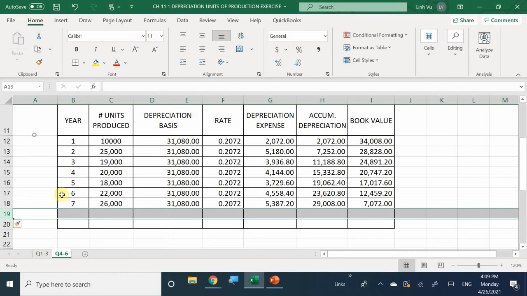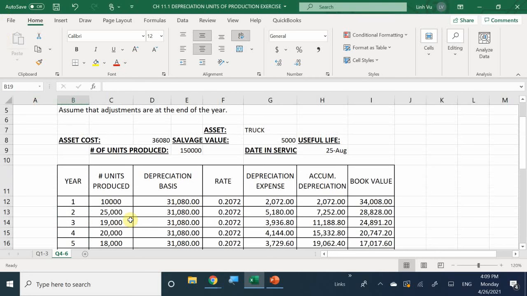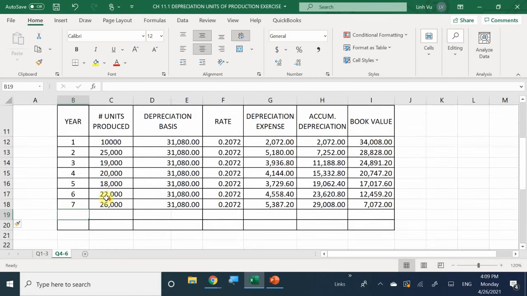No, because it's 7 years lifespan. All right. So you say no. I say yes. Okay. Why? Or you just have to maintenance it. No, because you haven't reached your number of units produced. Your estimate is 150,000, but your total is only 140,000.